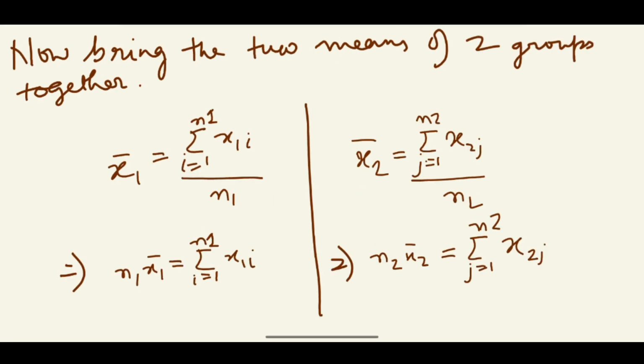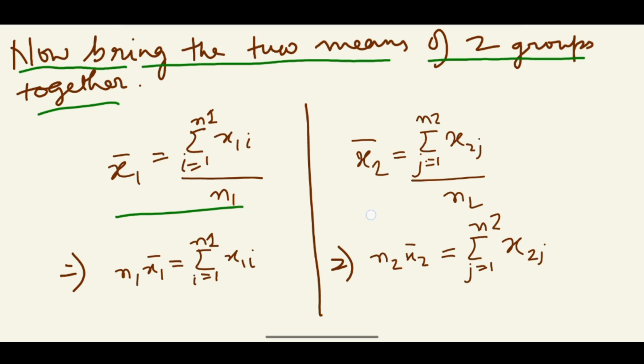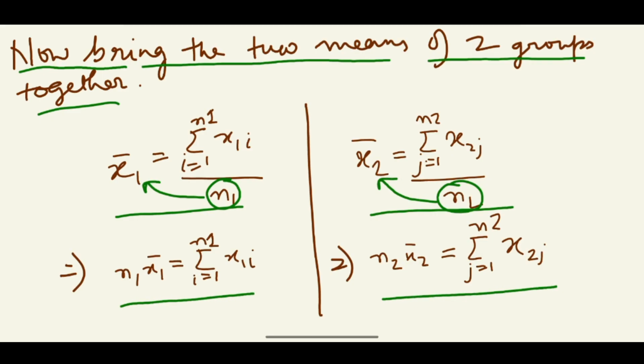What will we do now? Now we will bring the two means of the two groups x1 and x2 together, and we write both the values like this. Now, to proceed to the next step, we will multiply n1 and n2 with their respective means, and then we obtain these two values. We will take the equation on the left hand side as equation 1 and the equation on the right hand side as equation 2.